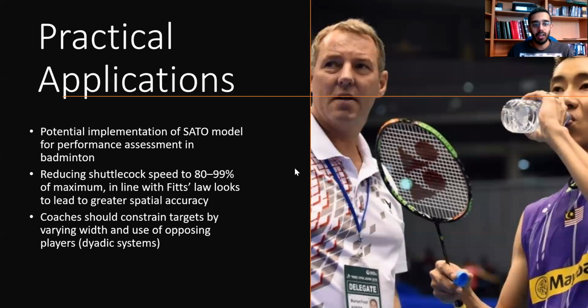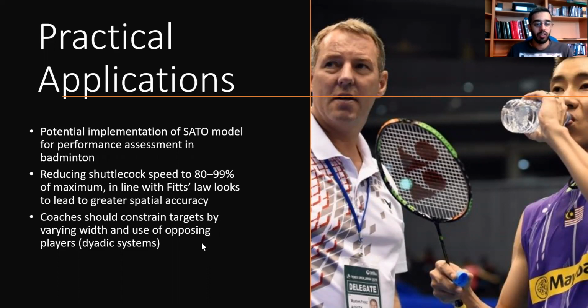In terms of practical application, there's a potential here for implementing a speed and accuracy trade-off model for performance assessment in badminton, very similar to sports such as football and tennis, where they've looked at fitness testing or strength testing. Also, as we mentioned previously, coaches and players need to consider reducing shuttlecock speed to 80 to 99% of maximum, much in line with the Fitts inverse relationship that you saw earlier in the graph. This reduction to 80 to 99% of maximum looks to be leading to a greater spatial accuracy.